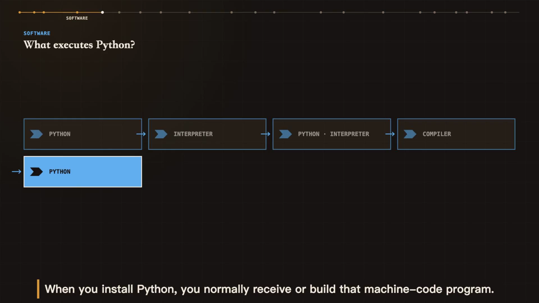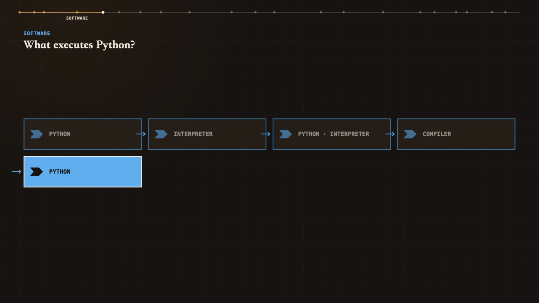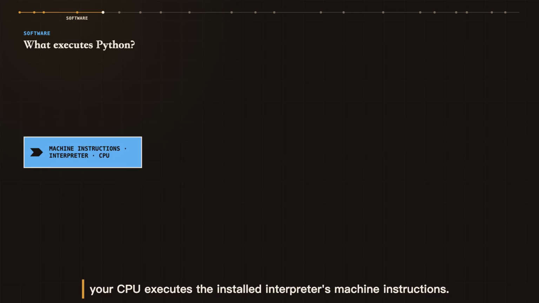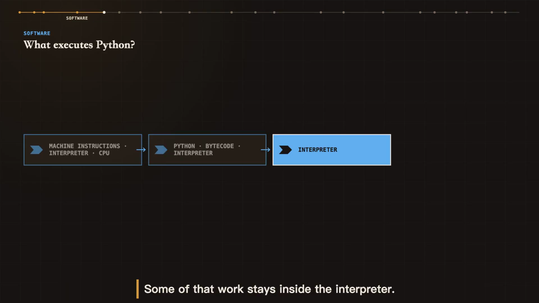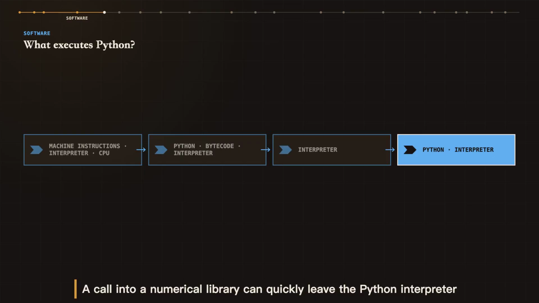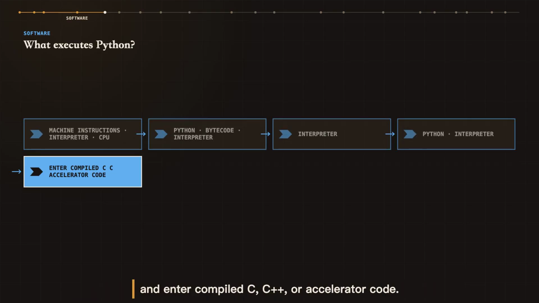When you install Python, you normally receive or build that machine code program. When you run a Python file, your CPU executes the installed interpreter's machine instructions. The interpreter reads Python bytecode and performs the corresponding work. Some of that work stays inside the interpreter. A call into a numerical library can quickly leave the Python interpreter and enter compiled C, C++, or accelerator code.